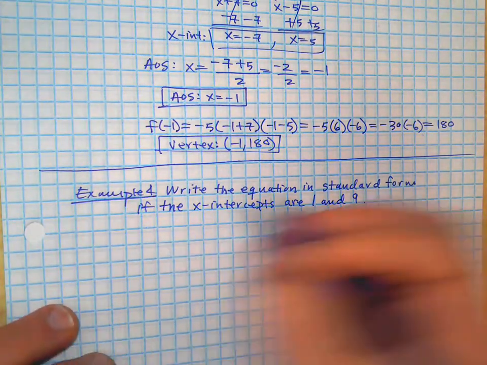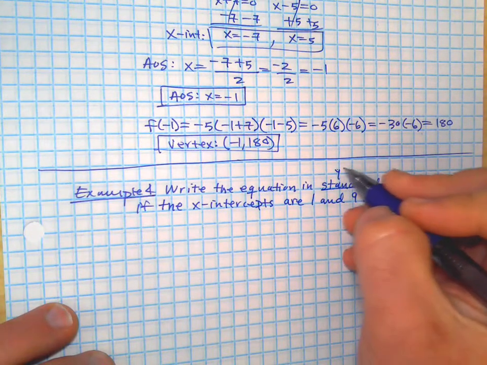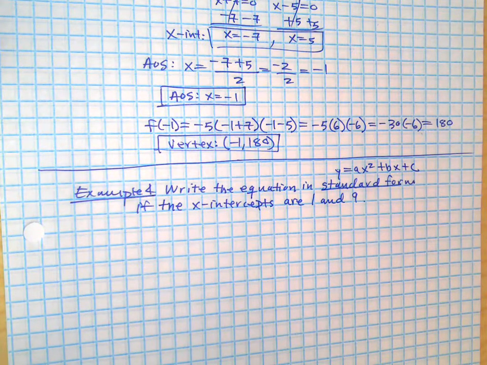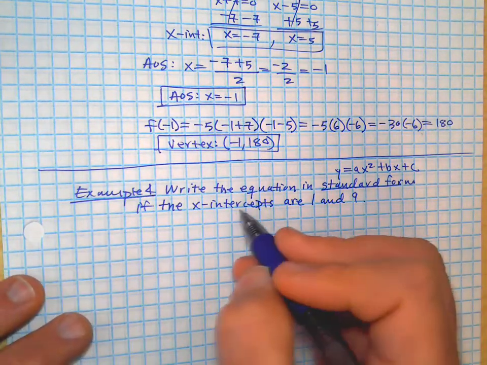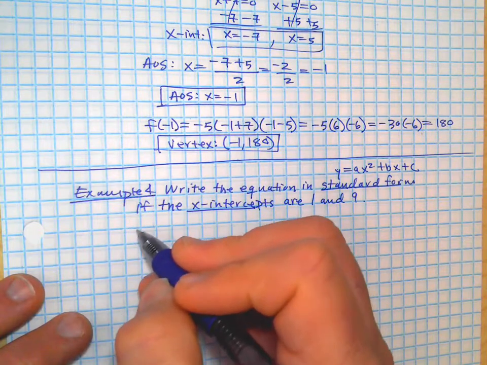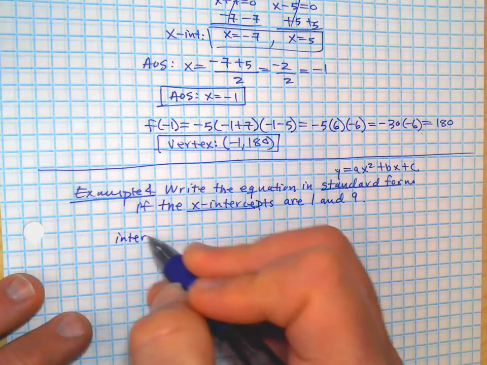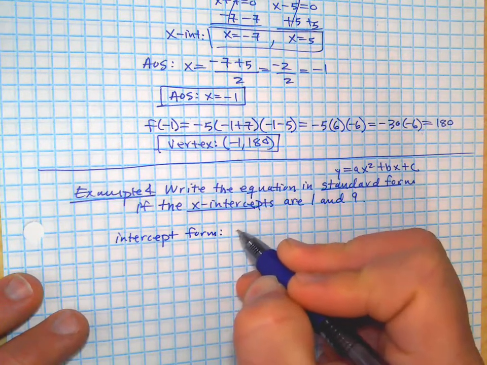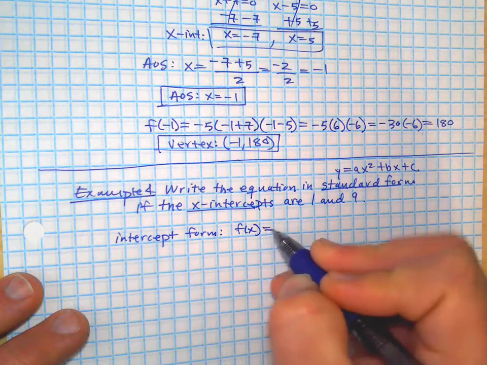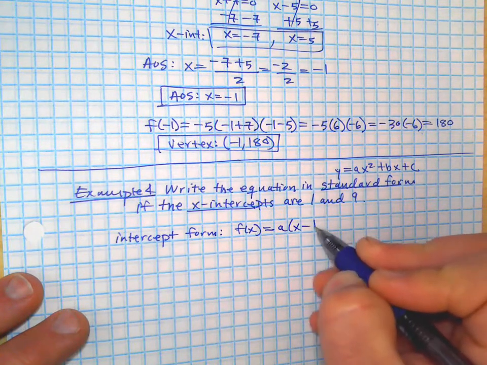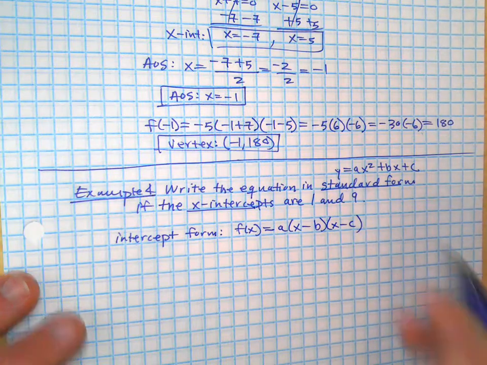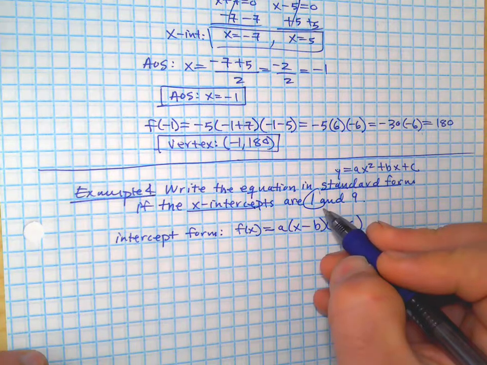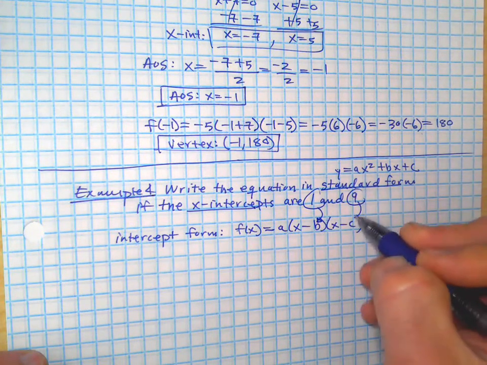Okay? So first of all, standard form looks like this: y = ax² + bx + c. That's standard form. But since we have the intercepts, we want to use intercept form. So intercept form, which is what we've been focusing on today, and it might be good to just write this down next to your work, is f(x) = a(x - b)(x - c). And we have the x-intercepts, so that could be one of them right here, and that could be the other one. It doesn't even matter which one you put.